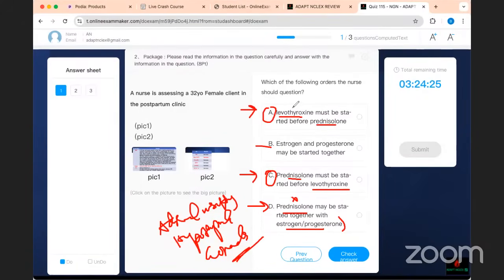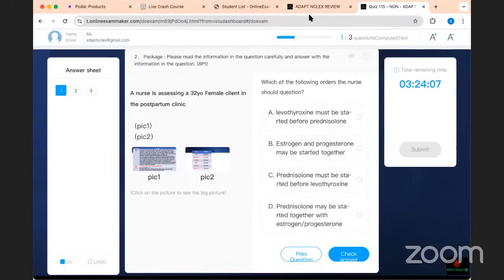And if you think it's A, you've got to explain why you think it's A. There's content here, thyroid hormone and a corticosteroid or prednisone. Why do you have to start one before the other? Which of those should you question? And let me give you the content. What is the key thing? What is the function of the thyroid hormone?